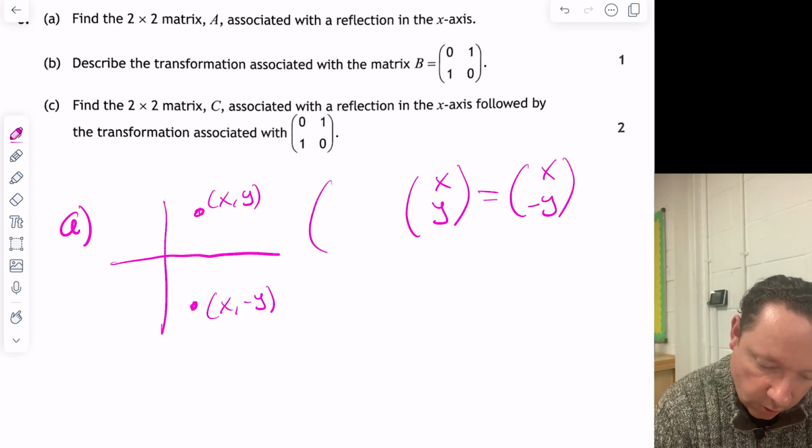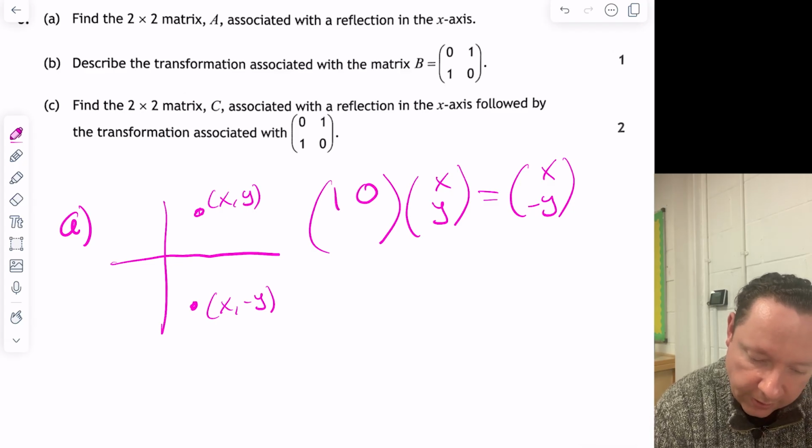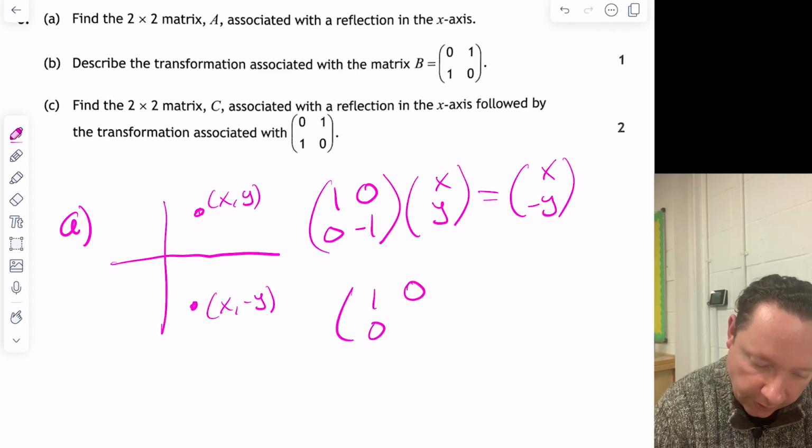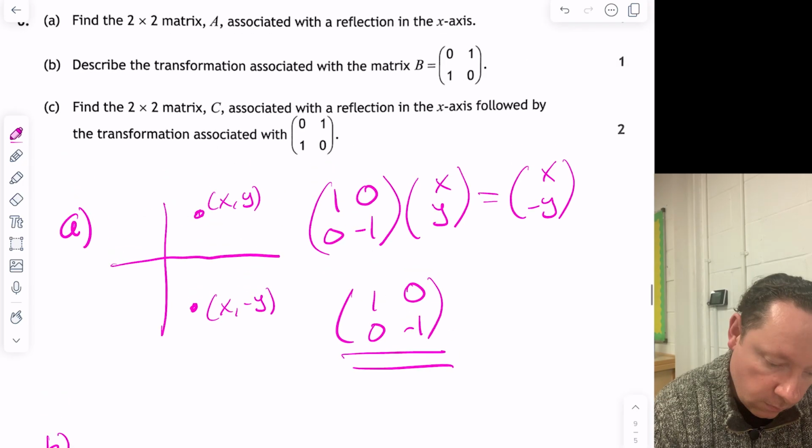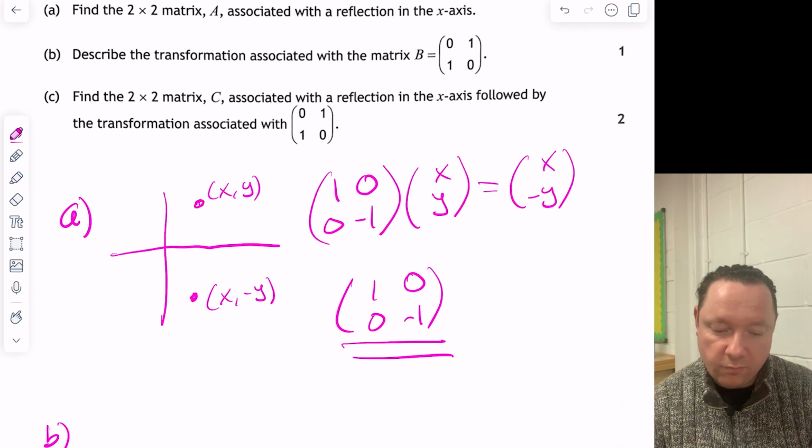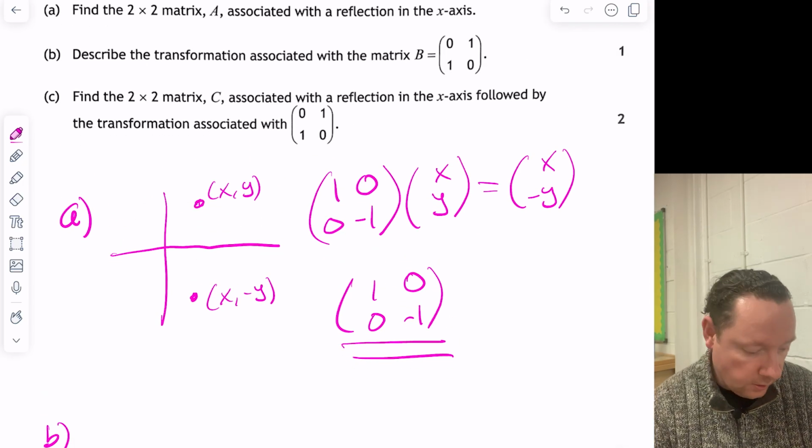And what's the 2 by 2 matrix? Well, 1 times x is x, 0 times y is 0, so that will give us x, and we want minus y, so we want 0x, and we want minus 1y. So there's our matrix, 1, 0, 0, minus 1, and we're done there. Describe a transformation associated with the matrix 0, 1, 1, 0.